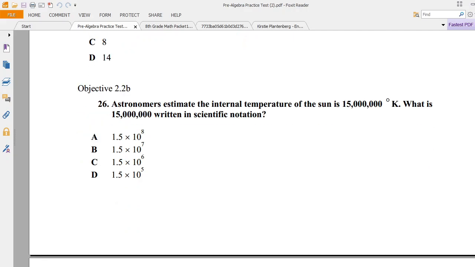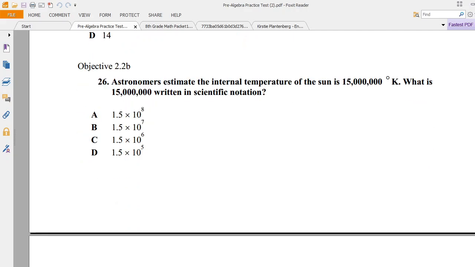Let's go ahead and solve the next question. It says, astronomers estimate the internal temperature of the sun is 50 million degrees K. This K stands for degree Kelvin, the unit for measurement of temperature. We know degree Fahrenheit, degree centigrade, but for many scientific calculations, like in chemistry, degree Kelvin is used.